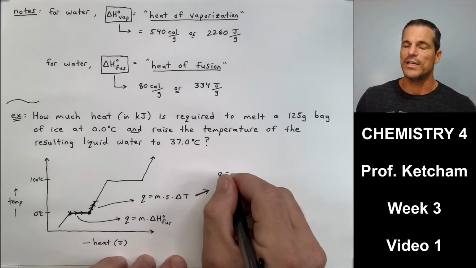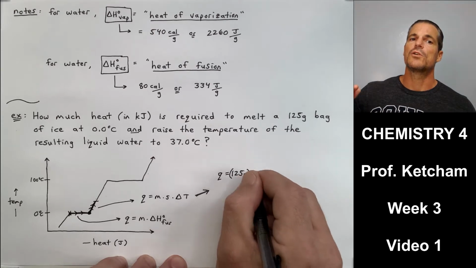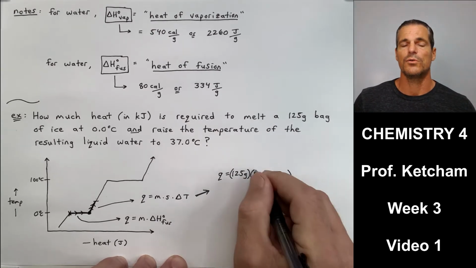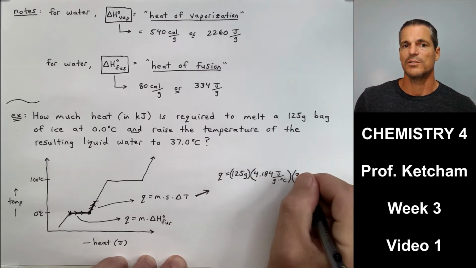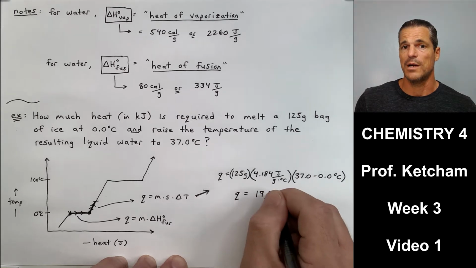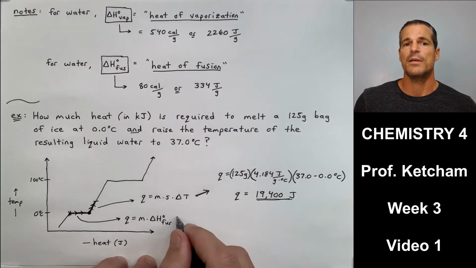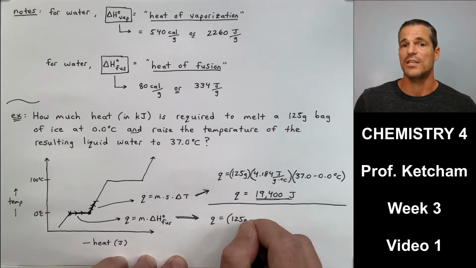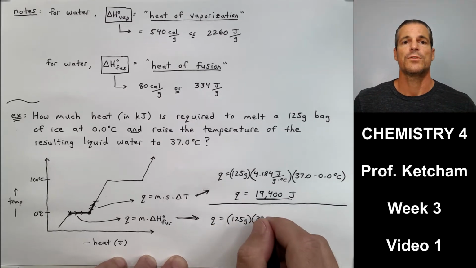That's 0 degrees liquid. Then I'm going up the curve until I get to 37 degrees Celsius. So there are 2 areas of this darkened black line. That's the part of the curve that I've done here for this problem. So Q equals m delta H fusion for the first part, and then Q equals m s delta T. So I plug in my values.